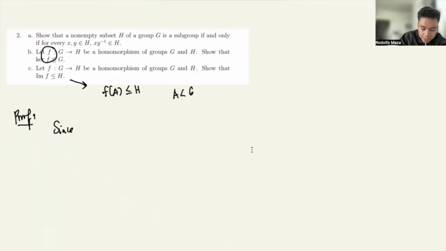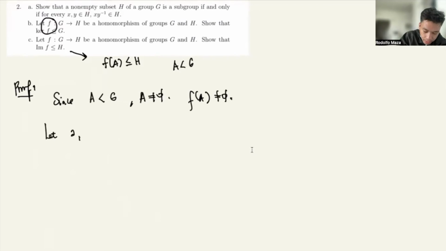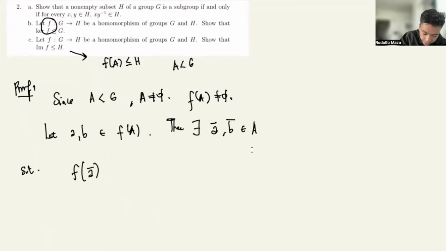Okay. So, since yung A natin is a subgroup of G, anong mangyayari? A is not empty. Yan. So, F of A is also not empty. Okay. So, let a be in F of A. Yan. So, anong implication yan? Then, there exists, paano ba? Let's say A bar, B bar in A such that ang mangyayari F of A bar is equal to a and F of B bar is equal to b.